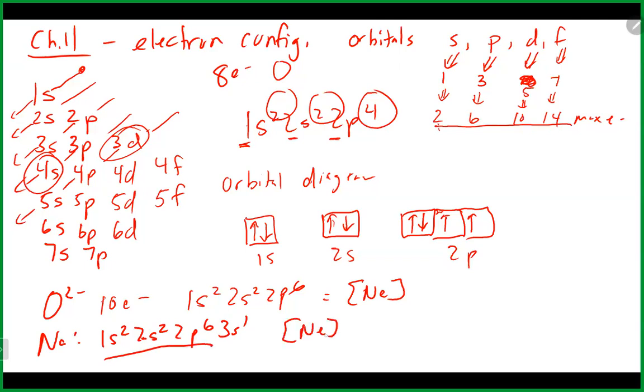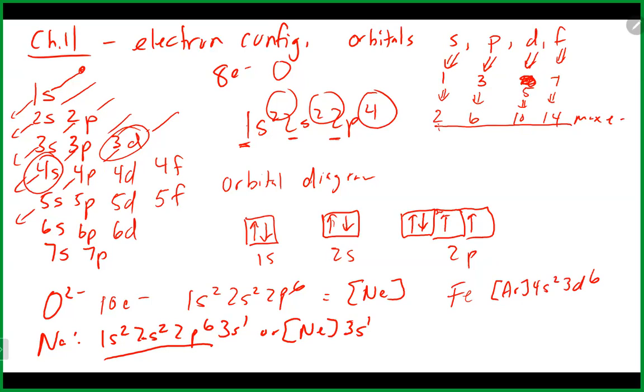So you could put neon in brackets and then continue on with a shorthand approach to writing electron configuration. What goes in the bracket always needs to be a noble gas, and then you just continue on with its electron configuration. Remember that for transition metals, like we looked at iron, I think, which is basically argon 4s2 3d6.